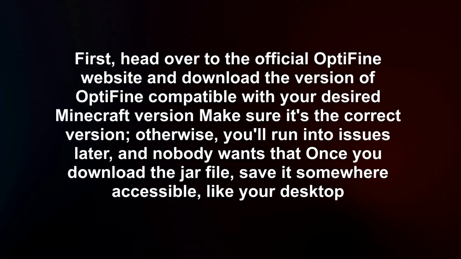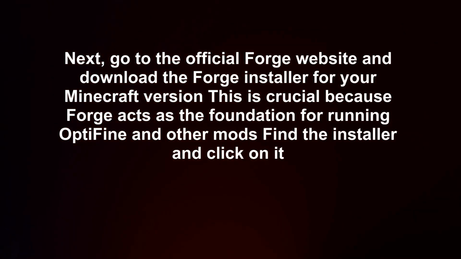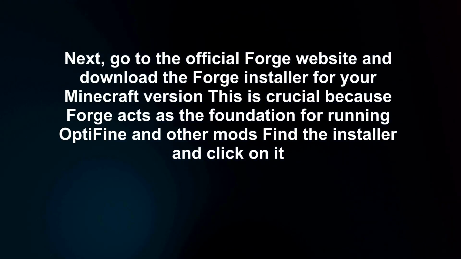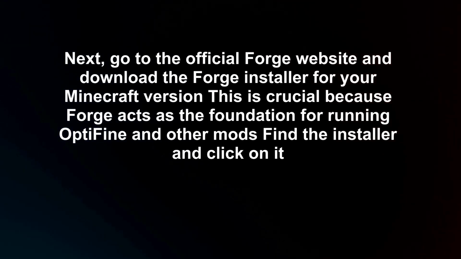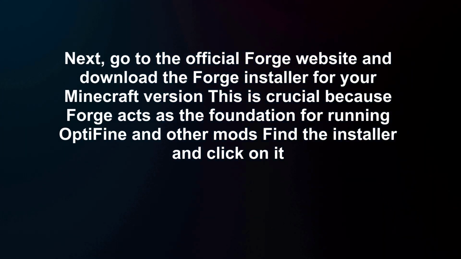Once you download the jar file, save it somewhere accessible, like your desktop. Next, go to the official Forge website and download the Forge installer for your Minecraft version. This is crucial because Forge acts as the foundation for running OptiFine and other mods. Find the installer and click on it.